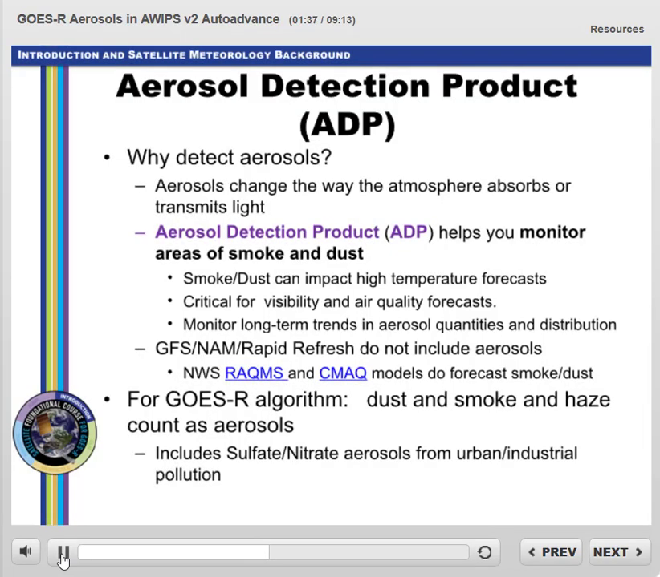Many operational numerical models do not as yet include aerosol loading, although there are non-operational models that will predict aerosol motion, and you can find these online. The aerosol products give you information not routinely available in models available in AWIPS. For the purposes of this training, aerosol detection focuses on dust and smoke and haze.